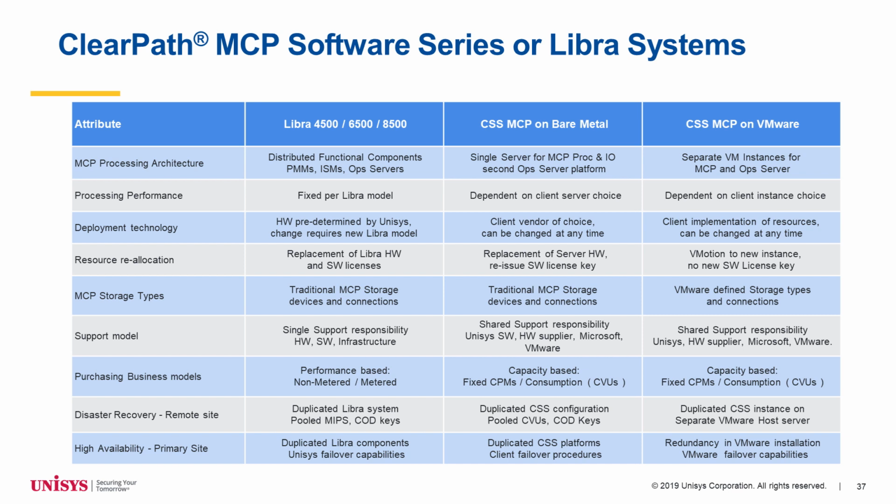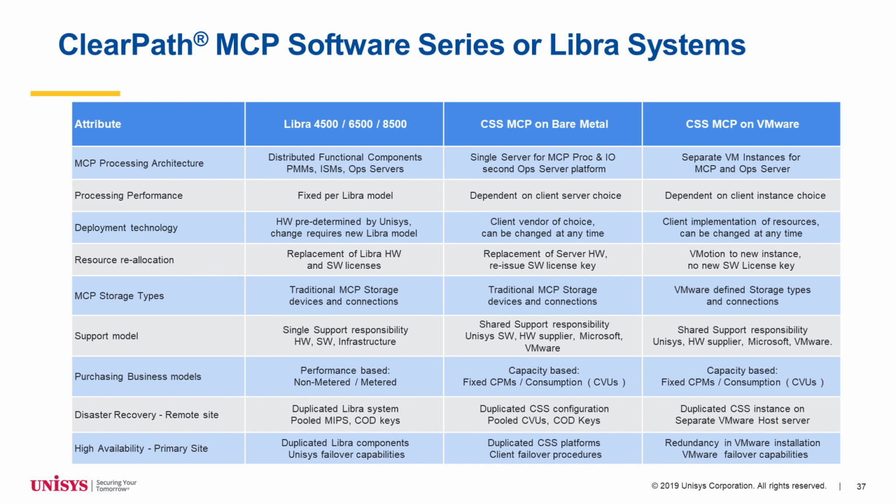MCP storage types: you'd have traditional MCP storage devices and connections for the Libra series. When you're running on bare metal, you have those same types of devices and connections that you have on the Libra system, which is great. Then when you move over to VMware, VMware defines the storage types and connections that are available to you. So it's a little bit different for storage.